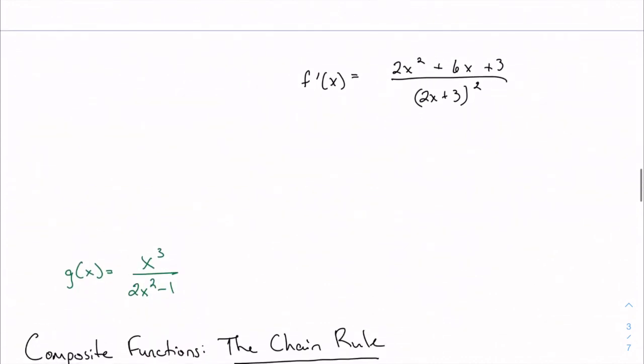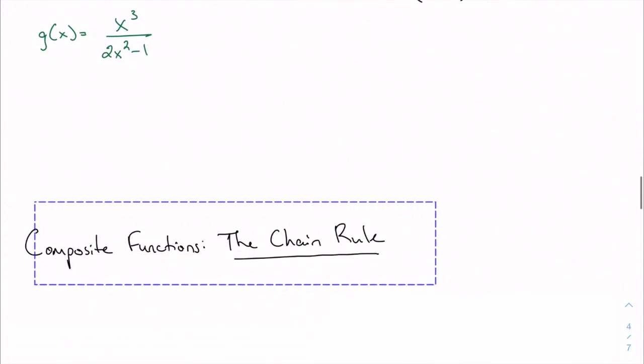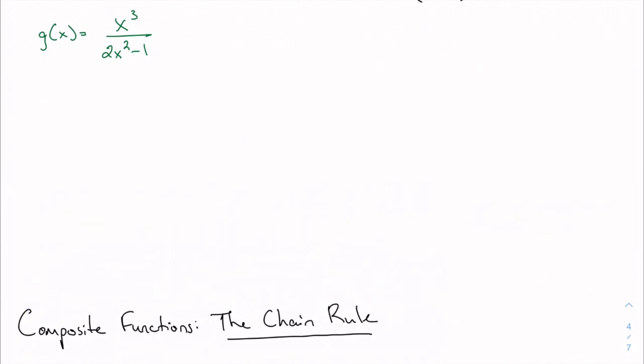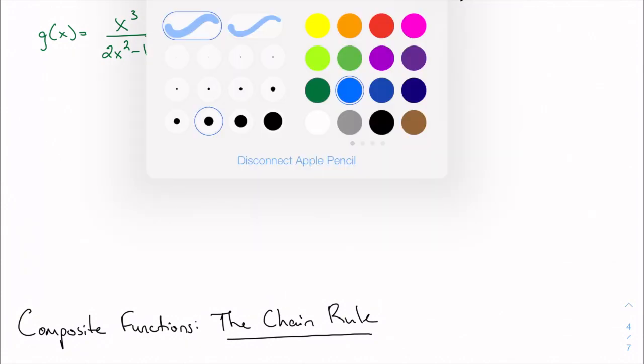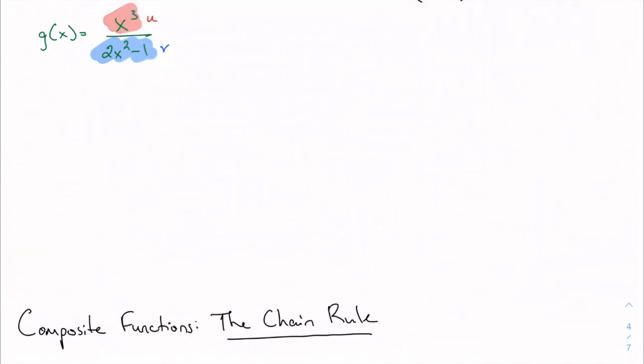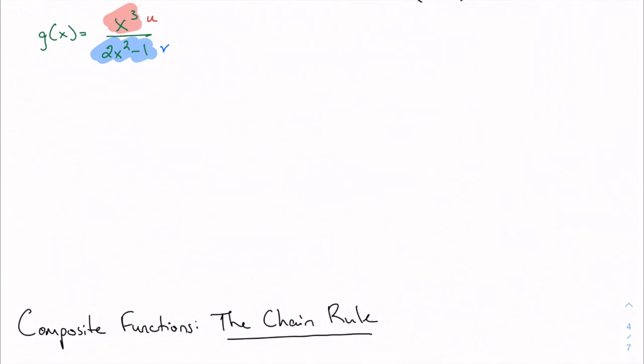So let's try another one. Maybe I can move this back up. I can give myself some more room. So x cubed divided by 2x squared minus 1. Same thing first. Let's identify my u and my v, and do my side work, which for this example, just for the sake of space, again, I'll do below instead of off to the side.